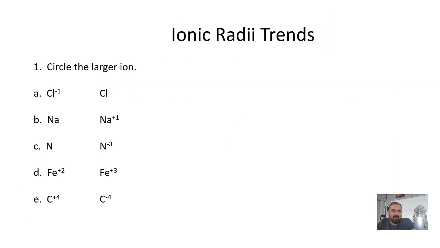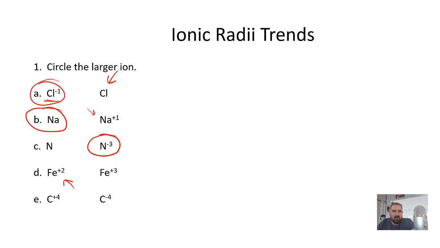So over here we have our examples. So ionic radii, circle the larger ion. So here we have a parent chlorine, and here we have an anion. So this one gained an electron, so this one is going to be larger. Over here, sodium lost an electron, so the original is going to be larger than the ion. With nitrogen, this one gained 3 electrons, which means it's larger.